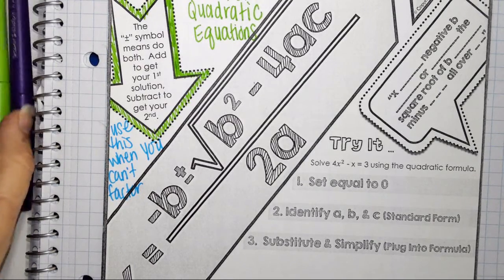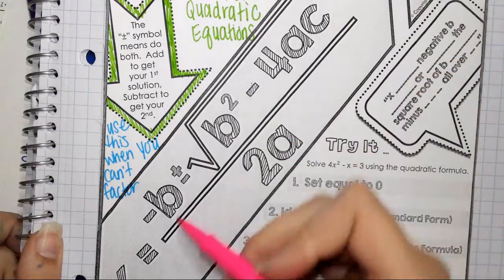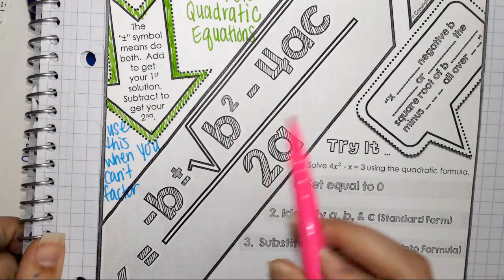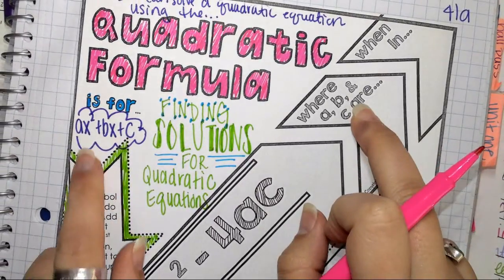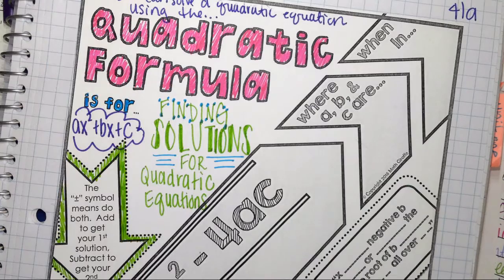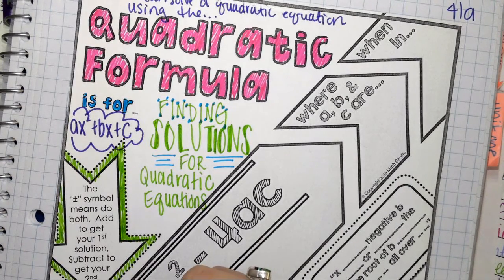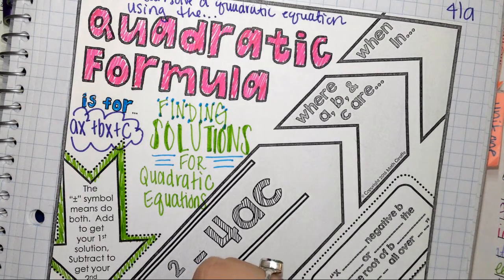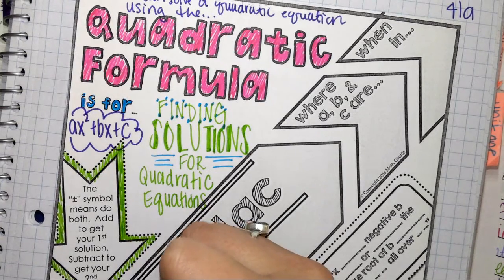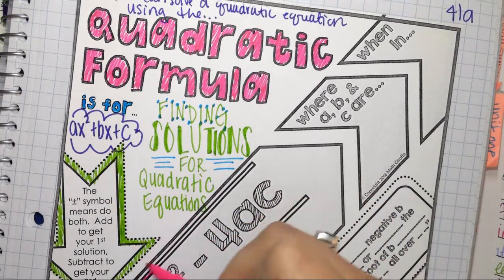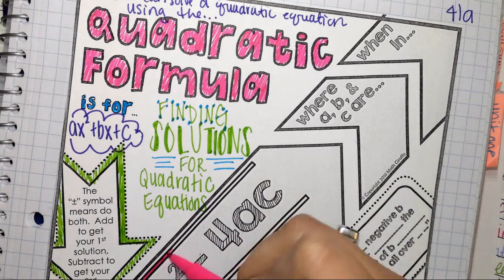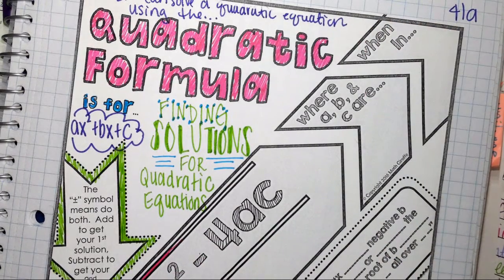Alright, so A, B, and C. So this is our quadratic formula. X is equal to negative B plus or minus the square root of B squared minus 4AC, all divided by 2A. A, B, and C are what? We get them from here, but what are A and B called? Starts with a C. It's in front of a variable. So what's it called when a number is in front of a variable? Coefficient. Look at you guessing and getting it right.